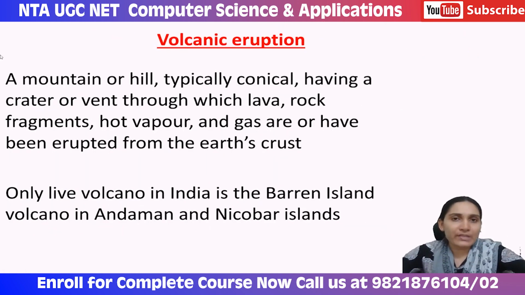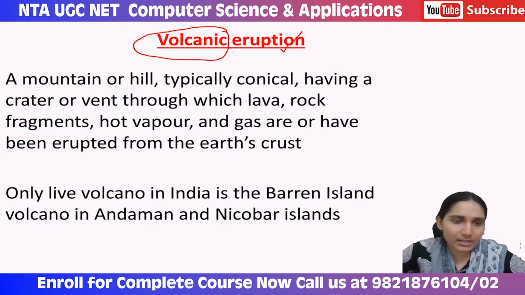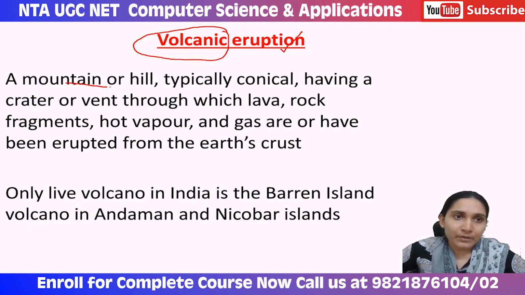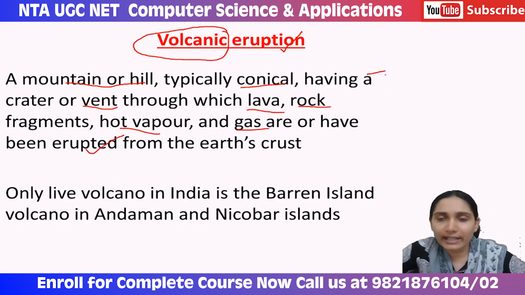Okay. Next we have volcanic eruption. So volcanoes. What are volcanoes and how do they erupt? This is the question. A mountain or a hill, typically conical, having a crater or a vent through which the lava, the rock fragments, the hot vapor and the gas are or have been erupted from the earth's crust. This is called a volcanic eruption.